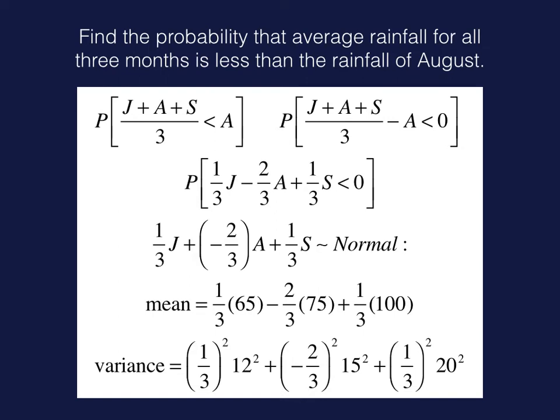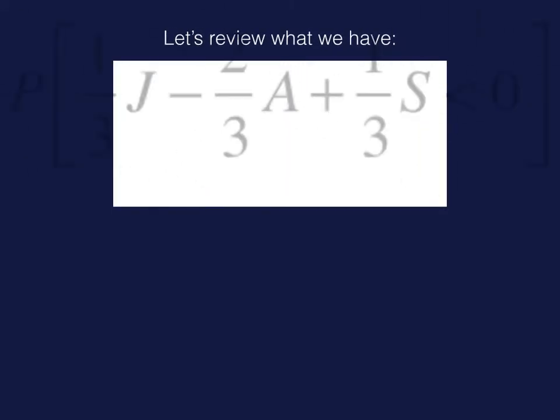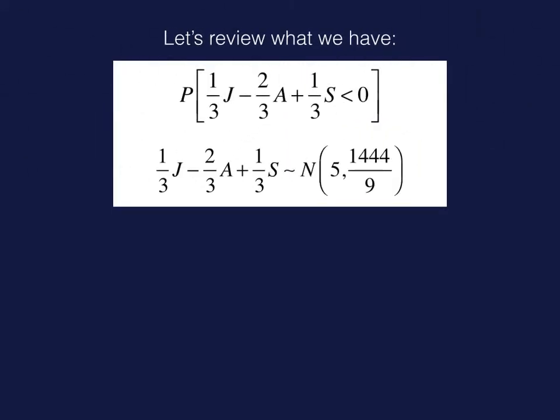So you square the coefficient in the variance. So the negative 2/3 is going to be squared, and it's going to be positive. It's going to all be added up together. And 1/3 j minus 2/3 a plus 1/3 s is normal with a mean of 5 and a variance of 1,444 over 9. That's what it all came to, all that work in the last slide.